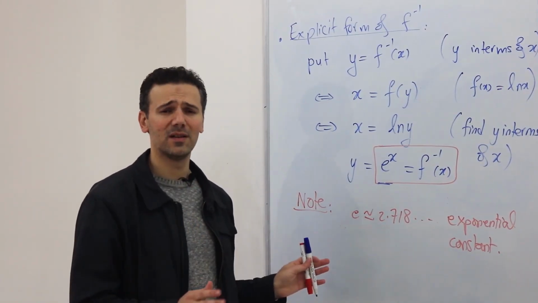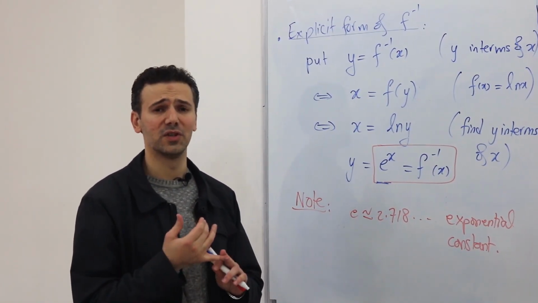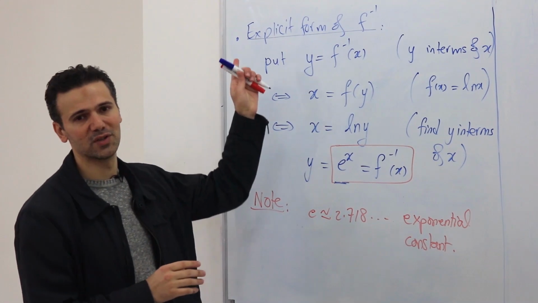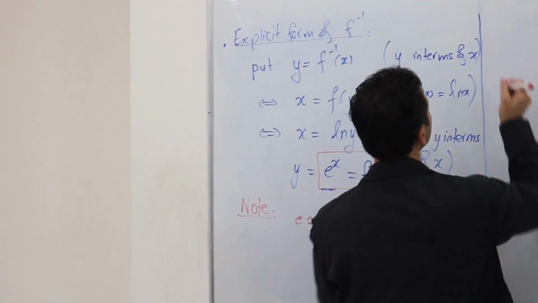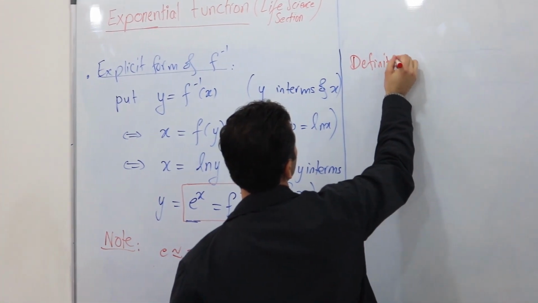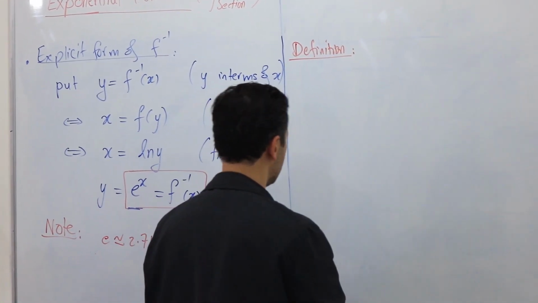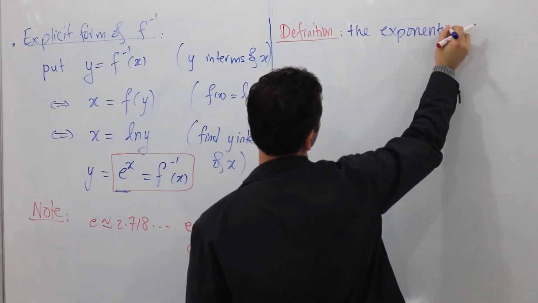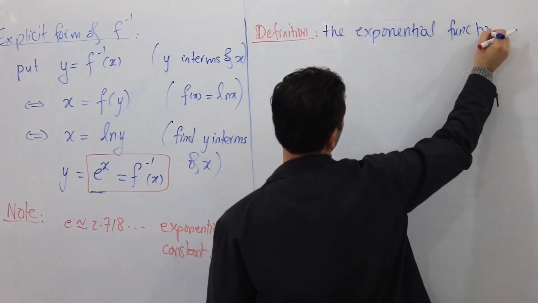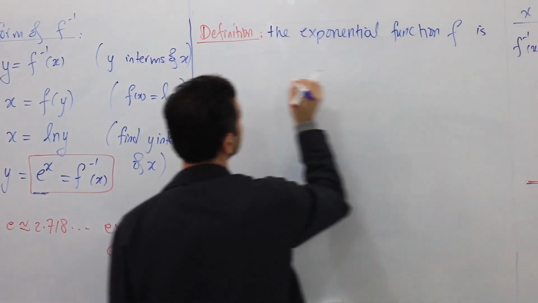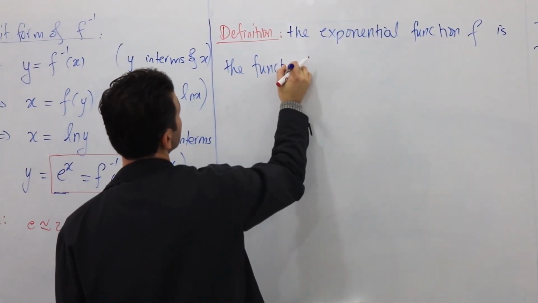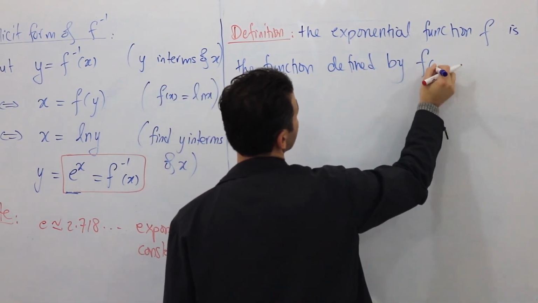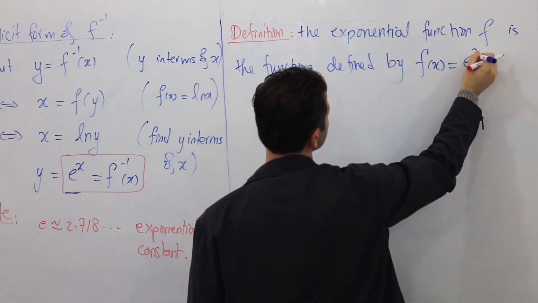After all of this information about the inverse function of the ln, we can go directly to the definition of the exponential function. Definition. What is the exponential function? The exponential function, let's call it f, is the function defined by f of x equals e to the exponent x.